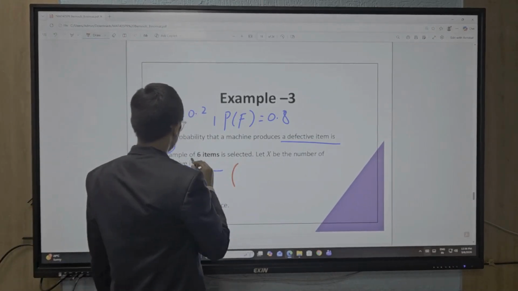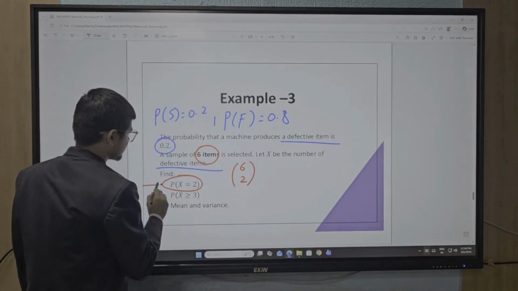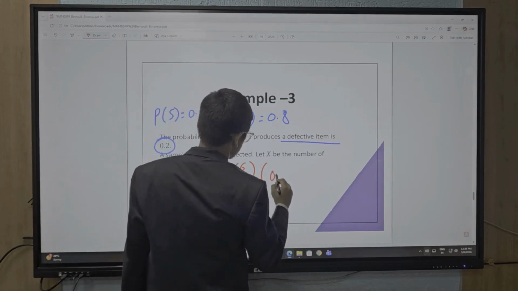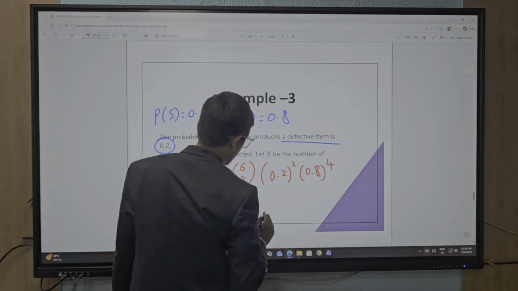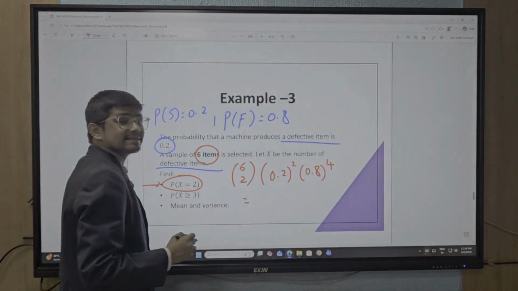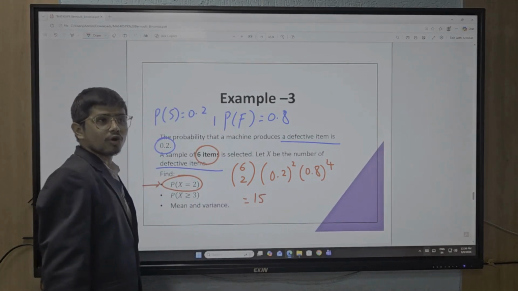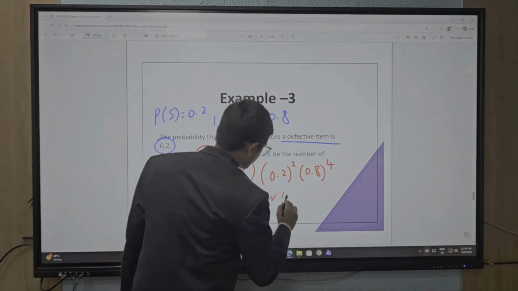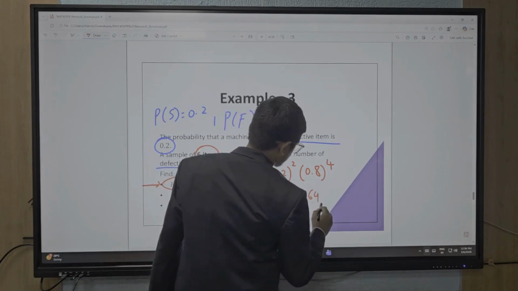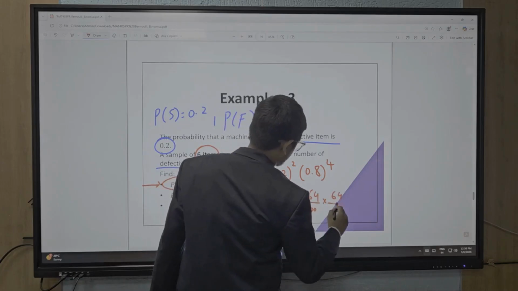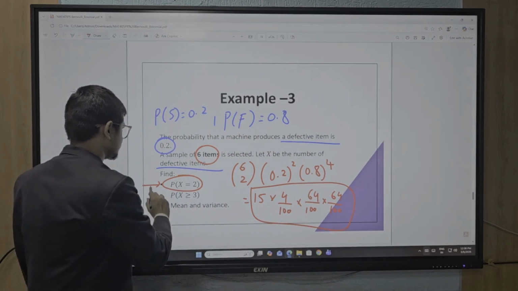So a sample of 6 items, we are considering x equal to 2. Success means 0.2, and so now we can solve this. The value of P(x=2) is 15 into 4 by 100 into 64 by 100 into 64 by 100. You can solve this calculation by yourself, you get this answer.